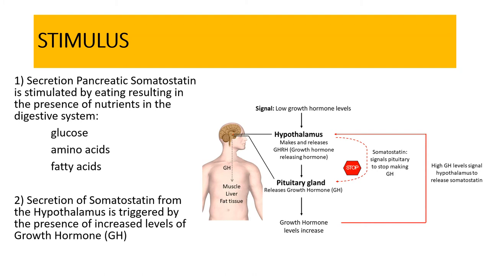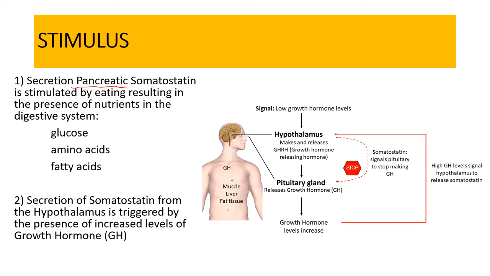Now, the stimulus for the secretion of somatostatin is going to depend on where it's being secreted from. So, one place that it's secreted from is the pancreas. So, we're going to call it pancreatic somatostatin, so that way you know which place it's being secreted from. Because again, it's going to depend on where it's from as to what the stimulus is. So for pancreatic somatostatin, the stimulus is just eating, because of the presence of these macromolecules, and as they get broken down through the process of digestion, you end up with the monomers that make them up, the glucose, the amino acids, the fatty acids. These trigger the secretion of somatostatin from the pancreas.